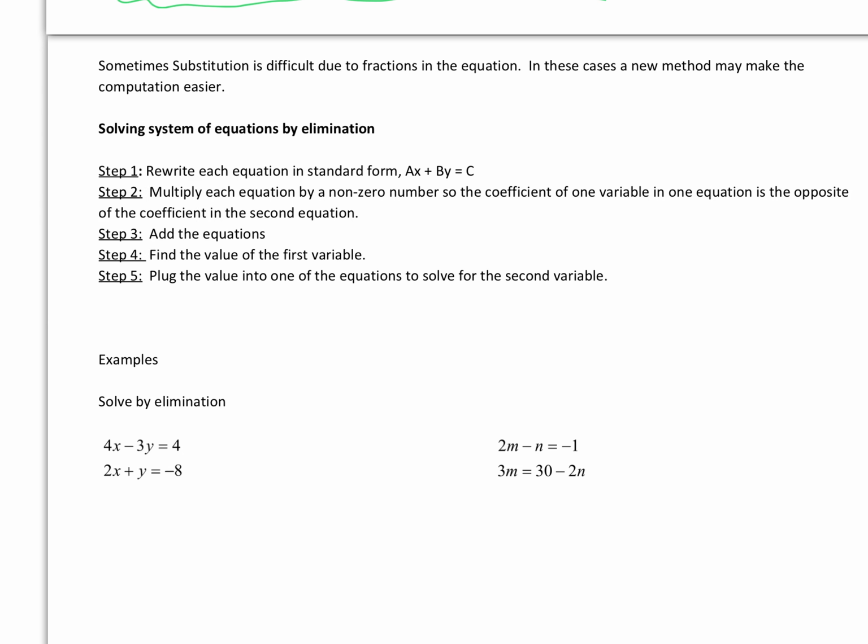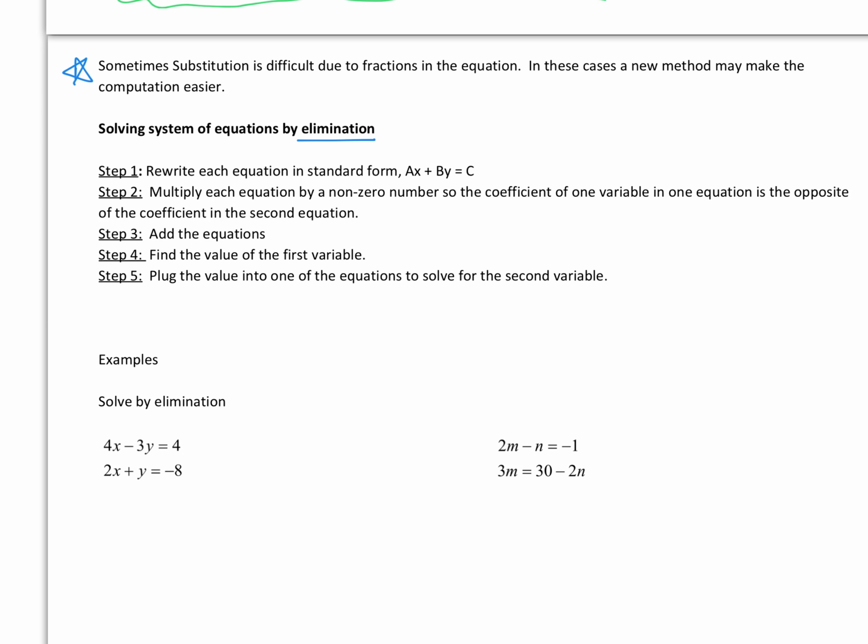And looking at the second part of solving these systems of equations, sometimes when we were doing substitution, it can be difficult. It takes a little bit of time to do substitution, especially with fractions, or if we need to do a lot of rewriting in step 1 of substitution. So there's a second method we're going to talk about, and that's solving by elimination. The method's called elimination, and there's 5 steps here, but I think you'll notice in some of these equations, it's really quick and easy to do elimination compared to substitution.